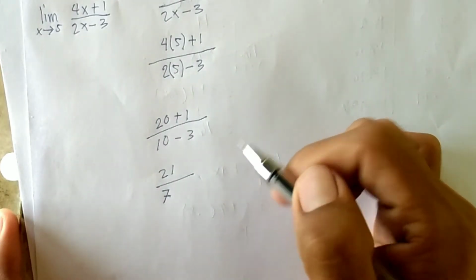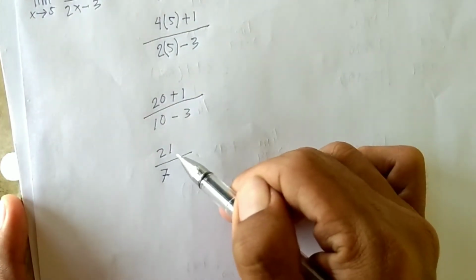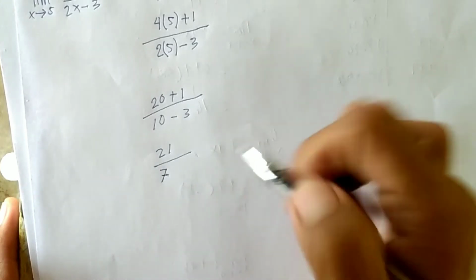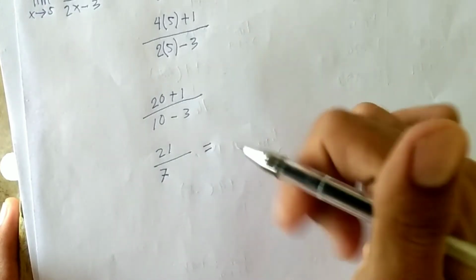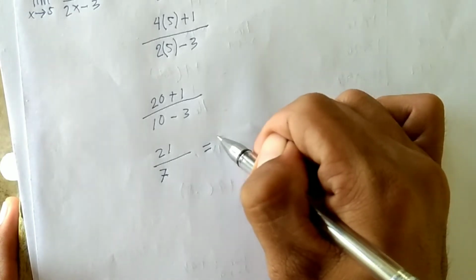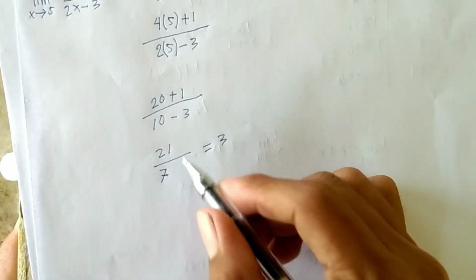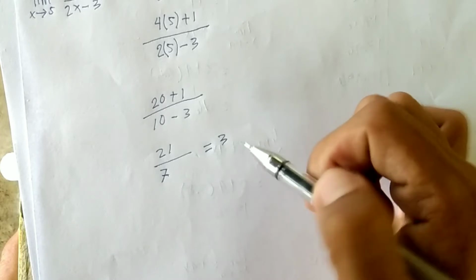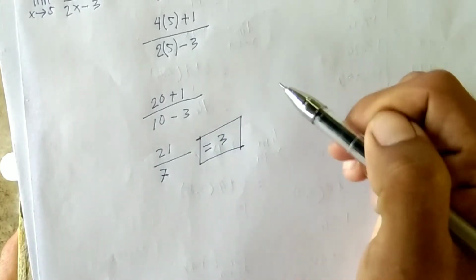So, the next step is 21 divided by 7. This is equal to 3. 21 divided by 7 is equal to 3. So, this is our answer.